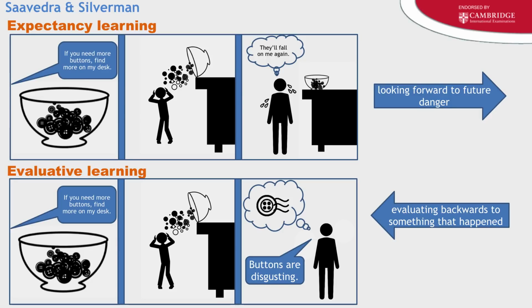Okay. Now, in a classical behaviorist view, he will have expectancy learning, thinking that it will happen again if he were to reach for the bowl of buttons, developing a phobia of the buttons. But in evaluative learning, it's the same process, except after the incident happens, he retroactively applies a cognitive interpretation of the event that leads to things or thoughts like, these buttons are disgusting, or all buttons are disgusting. And again, the difference between expectancy and evaluative is the last step of these panels.